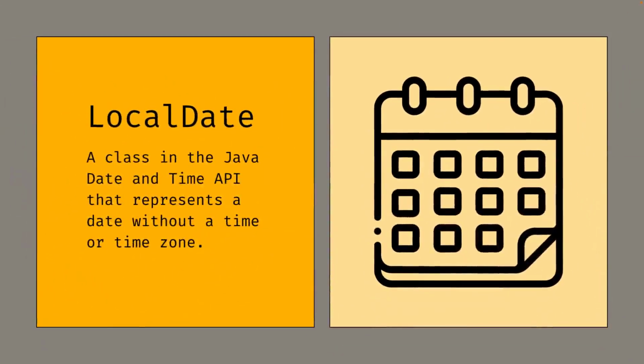And the first one I want to start with is the class LocalDate. LocalDate is a class in the Java date and time API that represents a date without a time or a time zone. It is part of the java.time package, which was introduced in Java 8, and it's a really nice replacement for the old java.util.Date and java.util.Calendar classes. Dealing with those was quite a nightmare.